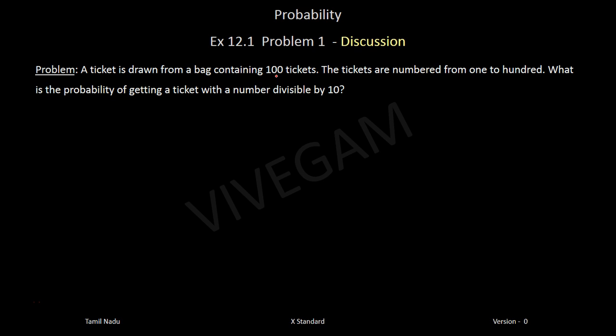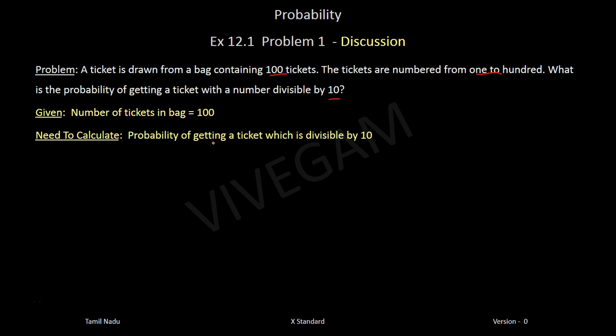Let's list out what is given. There are 100 tickets, right? And the tickets are numbered from 1 to 100. That is 1, 2, 3, 4, 5 up to 100. And what is the probability of getting a number divisible by 10? The number of tickets is given equal to 100. What is asked? The probability of getting a ticket which is divisible by 10.